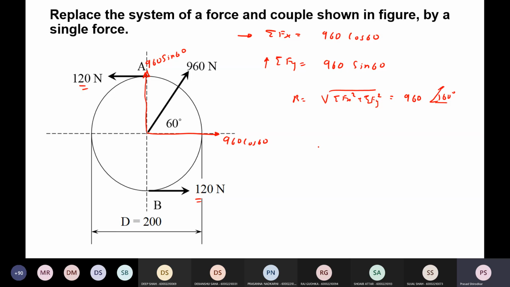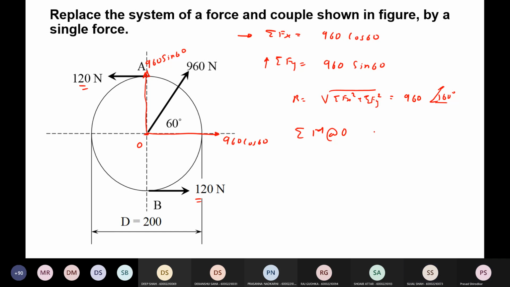Now we have to find, we have to replace this by a single force. So you have to find a location where this resultant is. Okay. So let's take this as origin O, and let's calculate summation M about O.